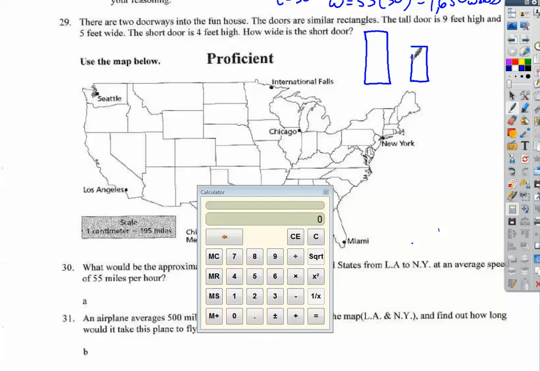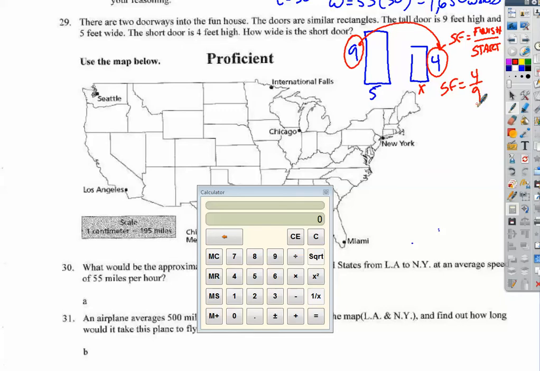The doors are similar rectangles. So if they're similar rectangles, perhaps I should make similar rectangles. The tall door is 9 feet tall and 5 feet wide. The short door is 4 feet tall. So the question is, what is this? Well, the height corresponds with the height. So the question is, what should I multiply 9 by to get 4? So my scale factor is going to be my finishing side length over my starting side length. So in other words, my scale factor is going to be equal to 4 over 9.